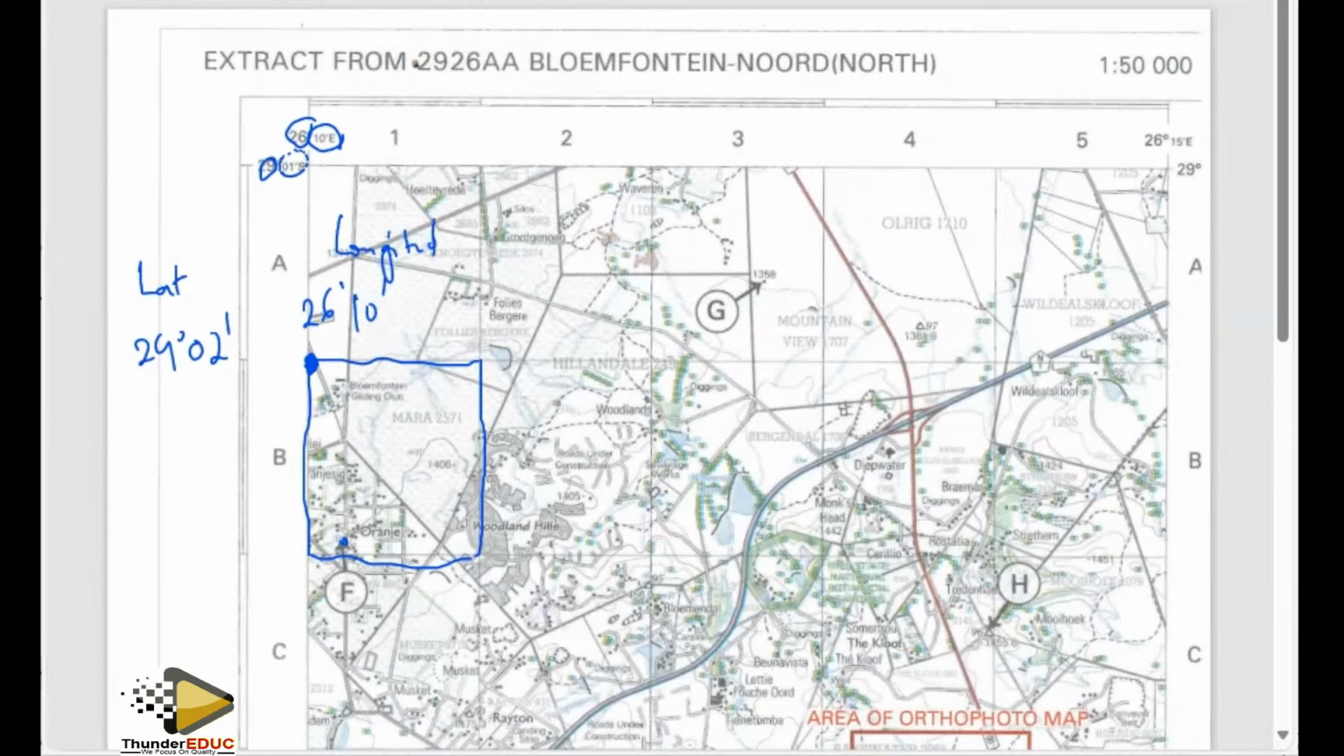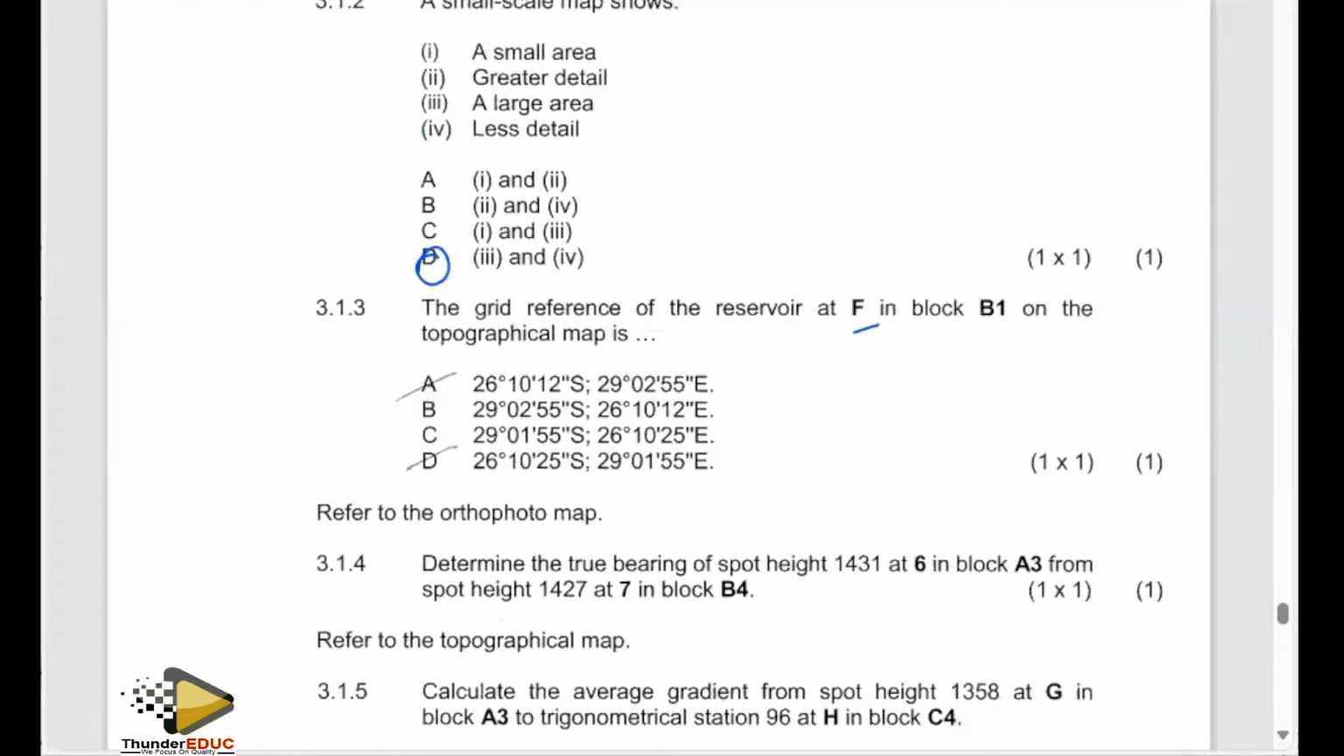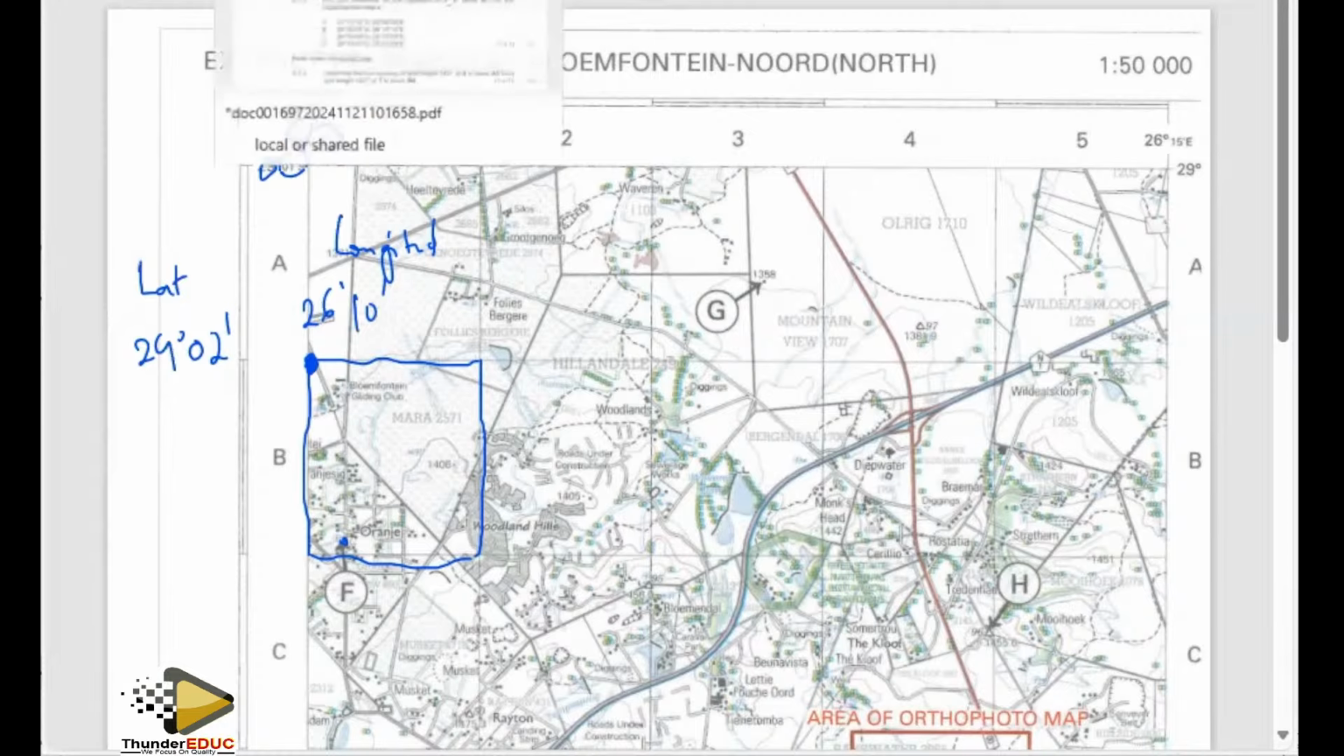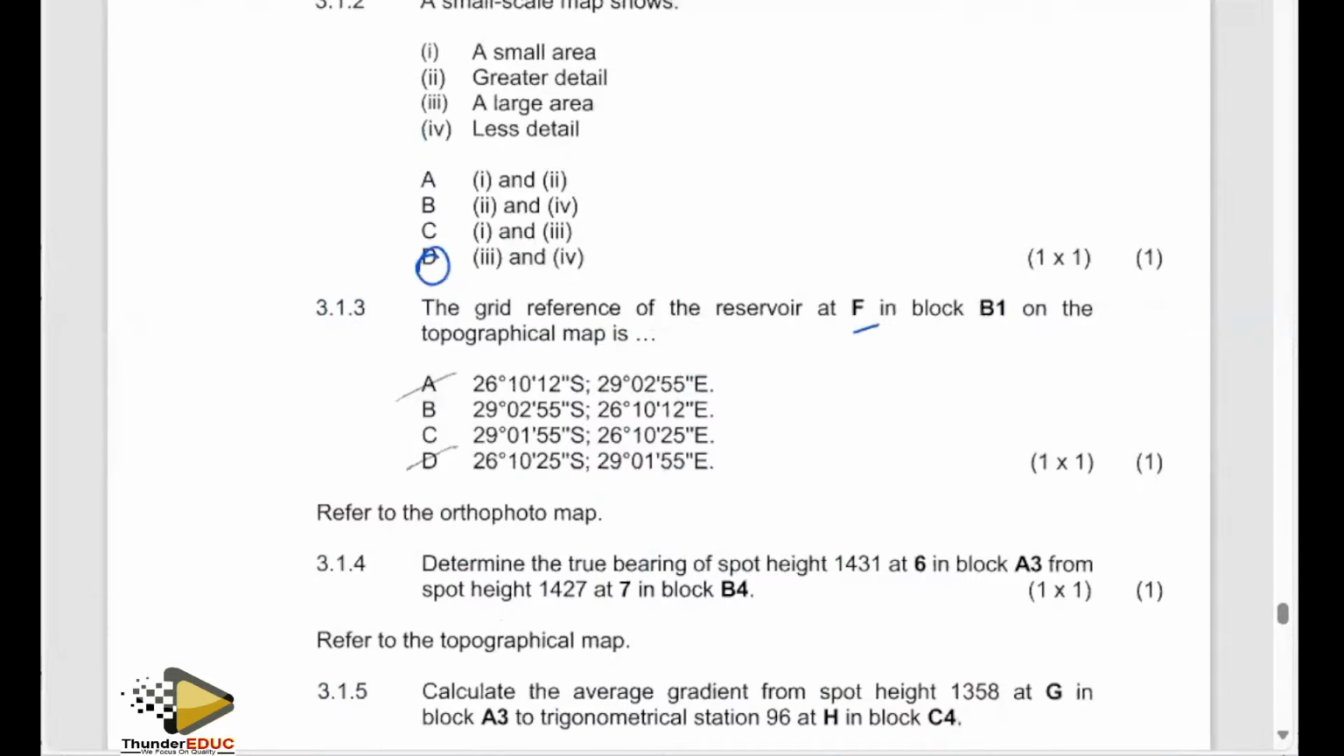So we go to check our responses here. If we check our responses from the question, we want a response that has 29 degrees 02 minutes latitude and 26 degrees 10 minutes longitude. Then we were worried about the second values. So this one is out completely.